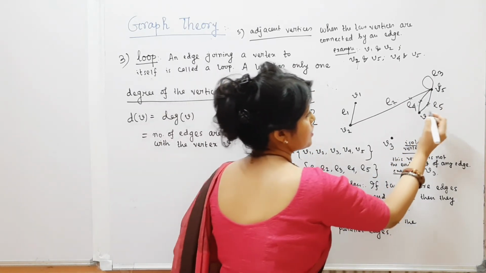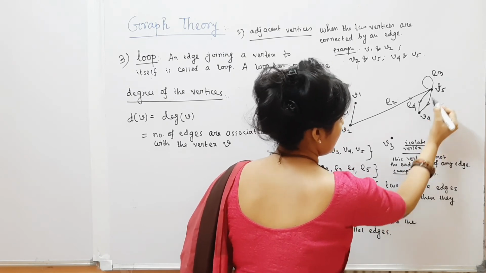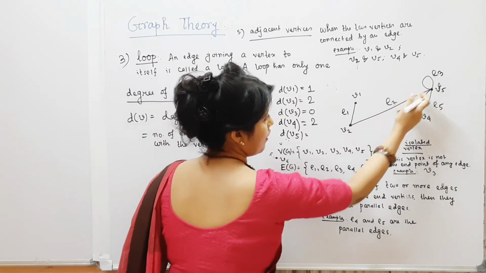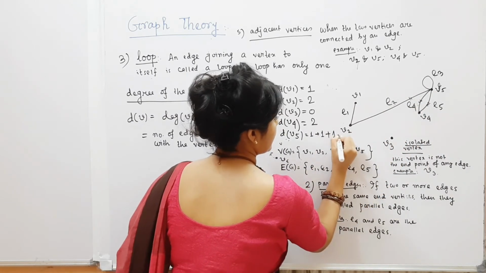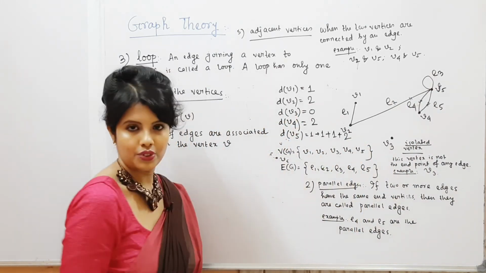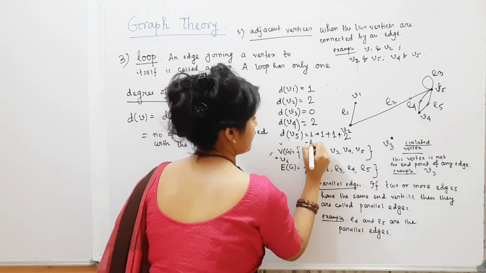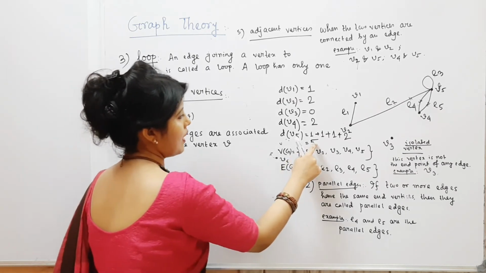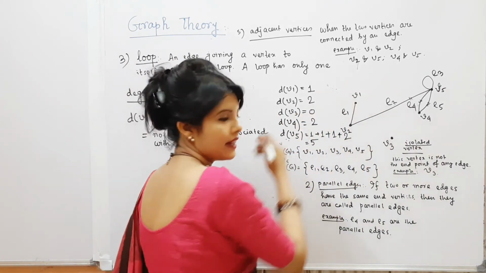2. So here is 1, then 2, then 3, and then there is 2, so therefore 5. For E2 there is 1, for E4 and E5 there is 1, and for E3 there is 2, because E3 is a loop, so 2, 3, 4, 5. So the degree of V5 is 5. So the total degree of these vertices is 10.